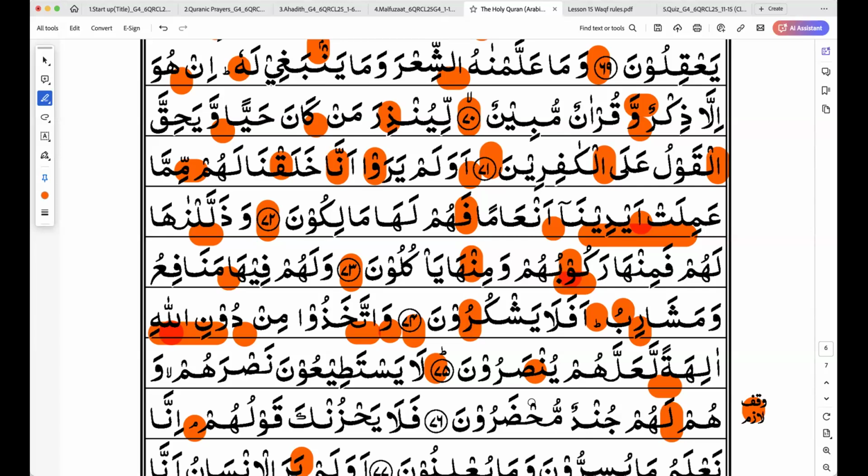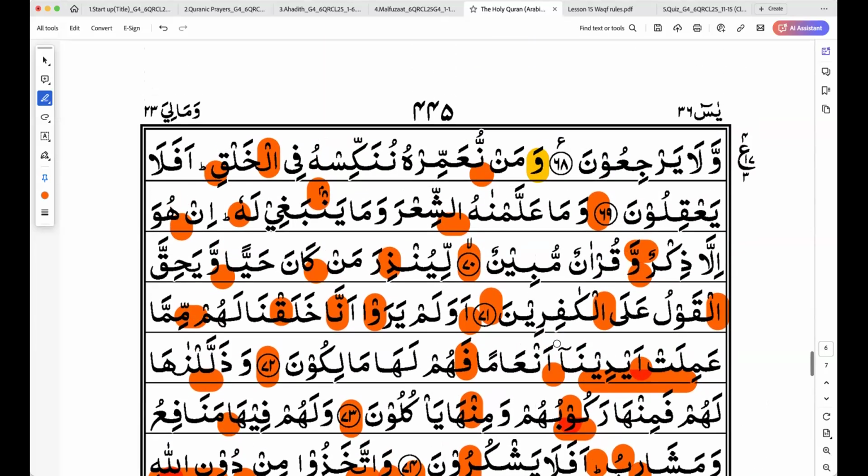Mr. SD, can we take one last student? Can I request G4775? Could you please unmute yourself? Assalamualaikum. Walaikum Assalam. So would you be able to recite this verse 69? I'm not sure.